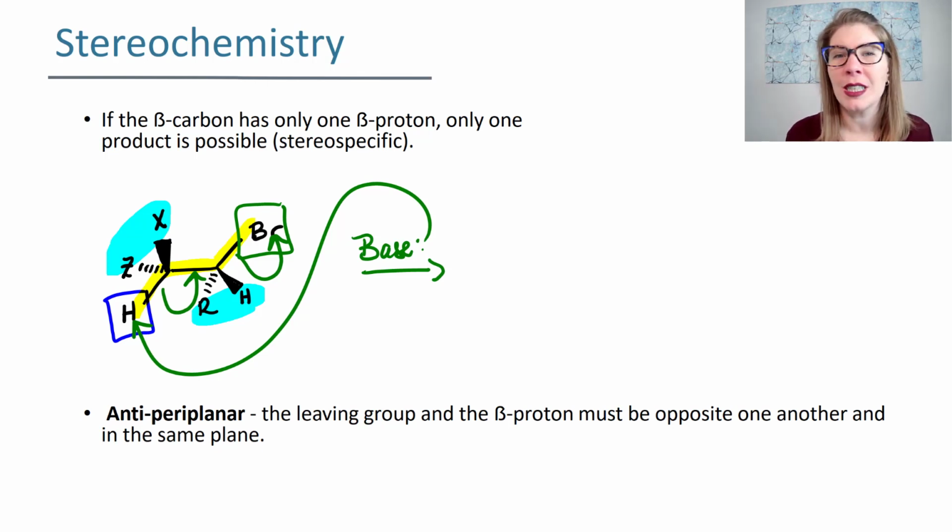Periplanar means almost in the same plane, whereas coplanar means in the same plane. If they're darn close to being in the same plane, the reaction is going to happen. And that's what periplanar means. But if your teacher uses coplanar, or if you see a resource that uses coplanar, that's perfectly fine. The goal is to have these atoms in the same plane and opposite one another.